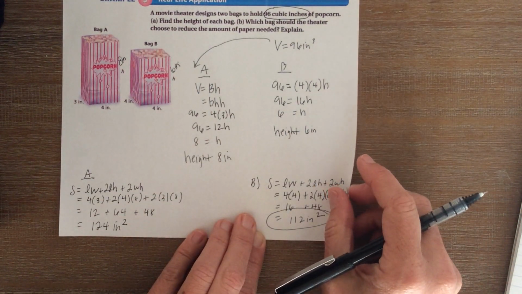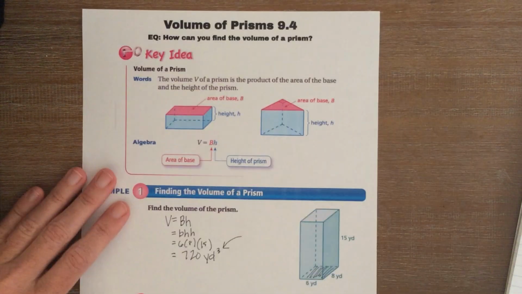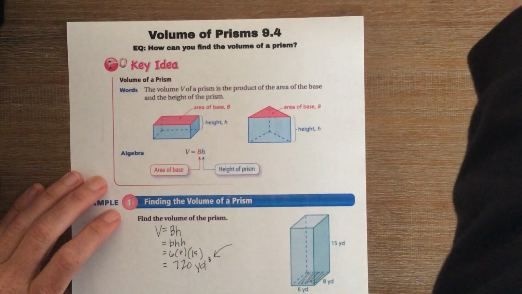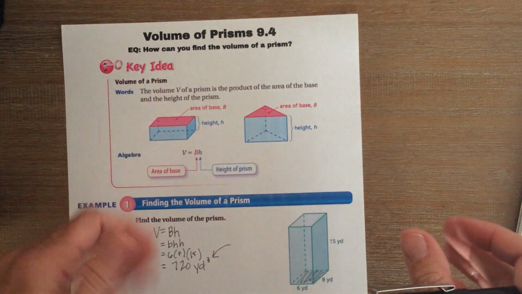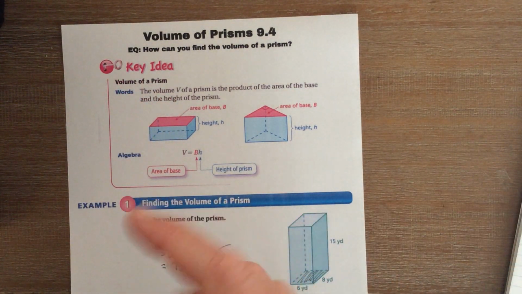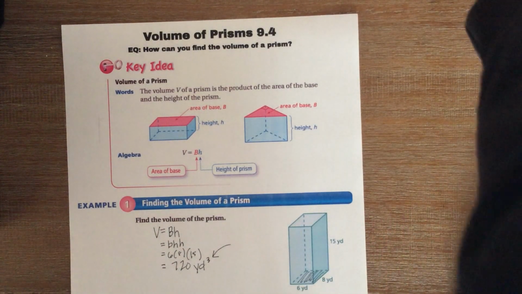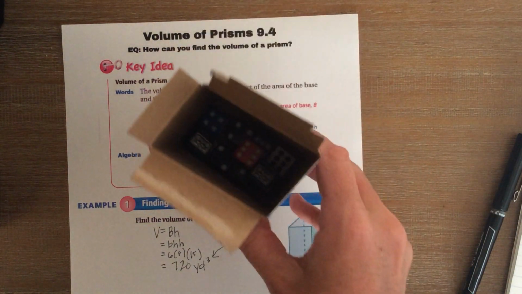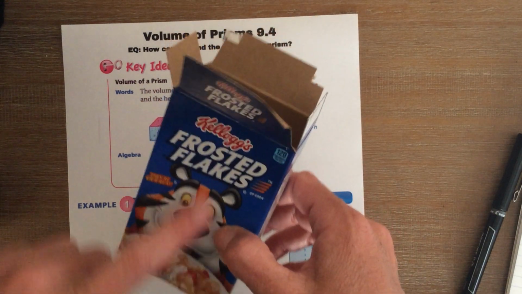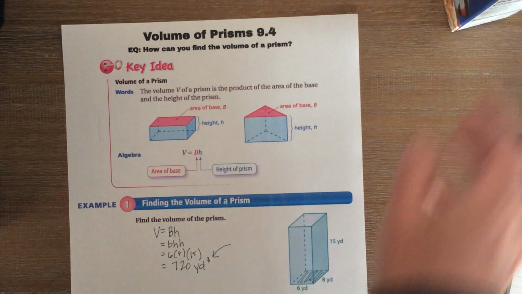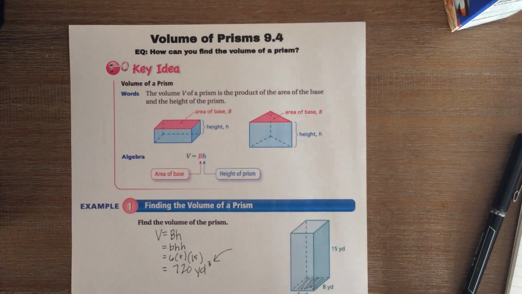Again, this is volume of prisms. It is base area times height. So whatever the base is, find the area of it, remembering all your area formulas, and just multiply it by the height of the prism. The units are cubed. You can see how many cubes would fit in this little tiny box. And that is volume of prism.